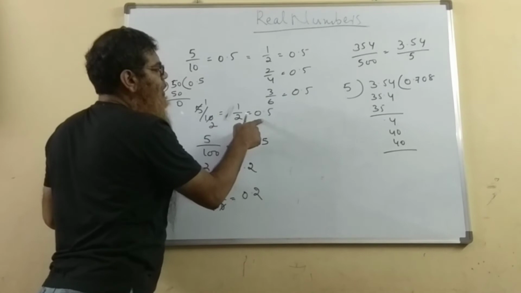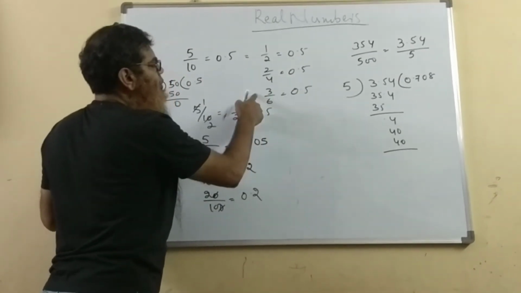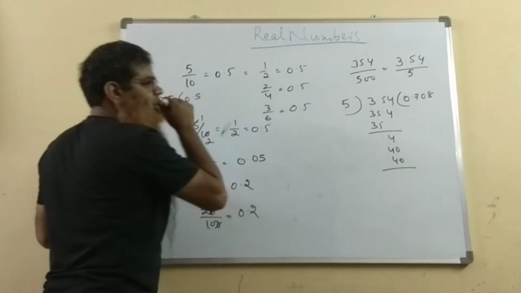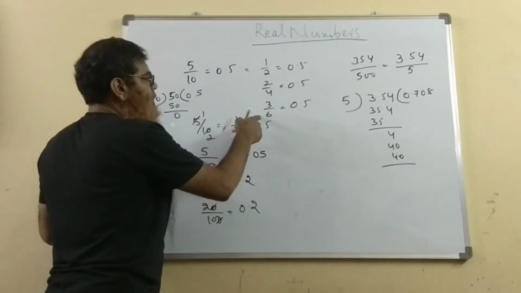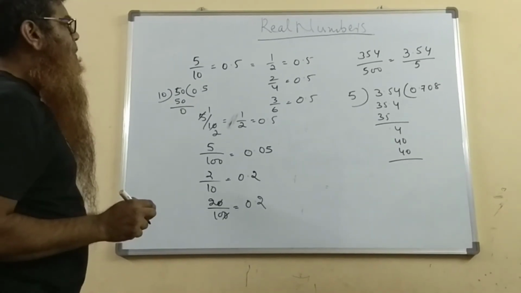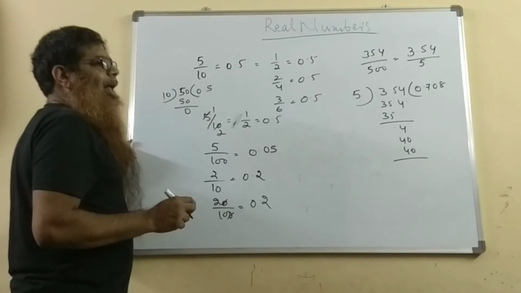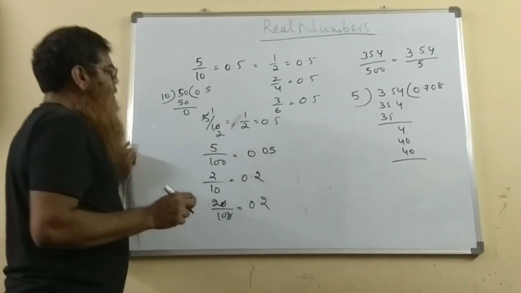1 by 2 is equal to 0.5. 2 by 4 is also equal to 0.5. 3 by 6 is also equal to 0.5. Half is equal to 0.5. That also you keep in mind. And 1 by 4 is equal to a quarter. It is also called 0.25.